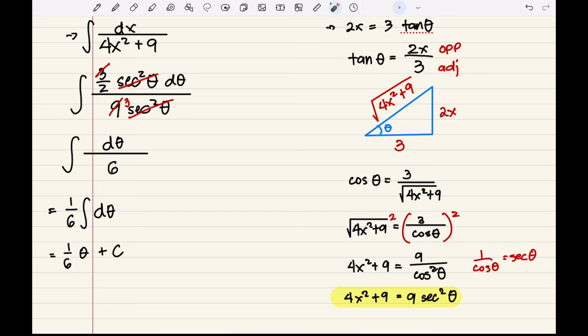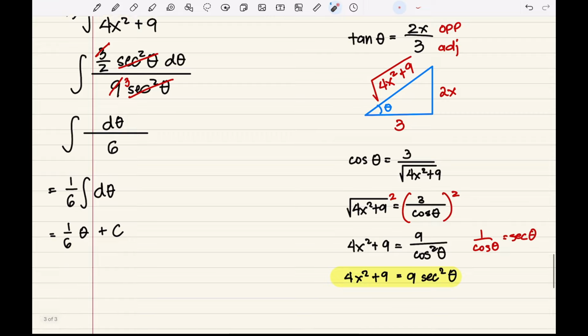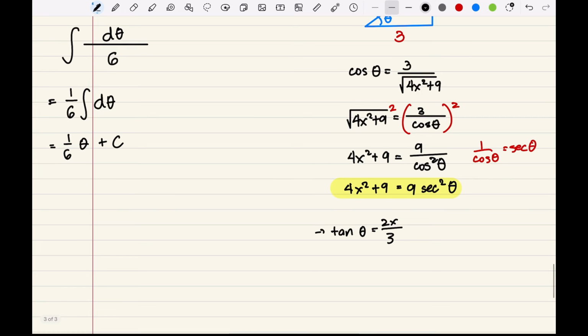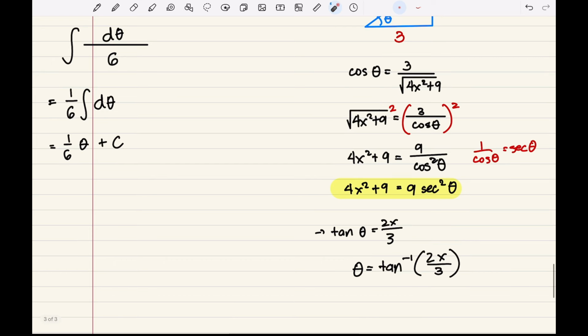So, what we will do is go back to tangent theta equals 2x all over 3 to revert theta into its corresponding x value. So, from the equation, tangent theta is equal to 2x all over 3. So, getting the arctangent of both sides, we have theta equals arctangent of 2x all over 3. So, this will now be our corresponding substitution for theta in our integral.